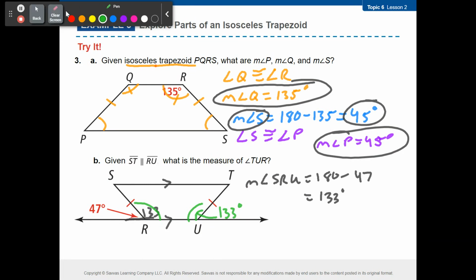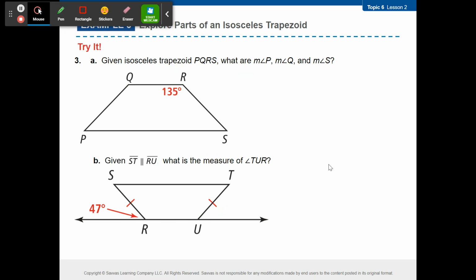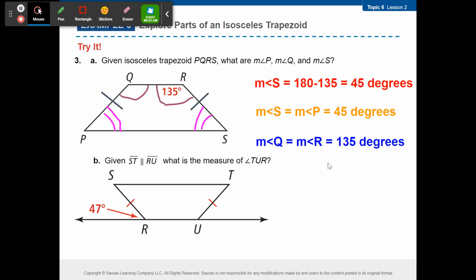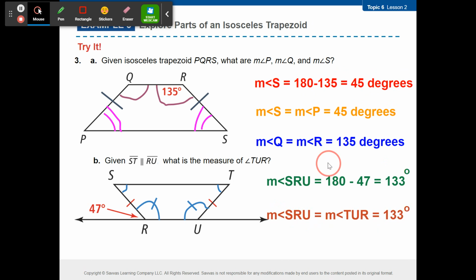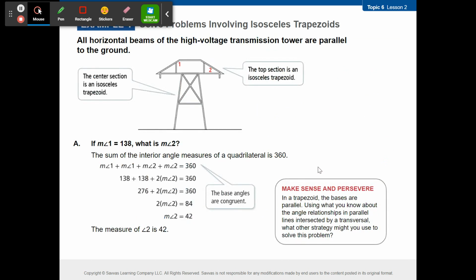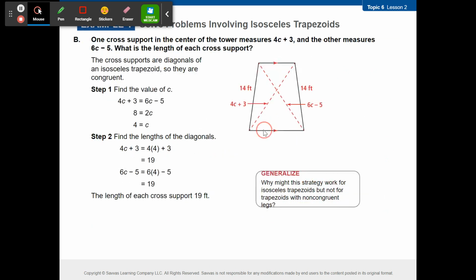Anybody still writing? I am going to erase. All right. Okay, we're going to skip this example. Just want to go to, we are going to do B though. Actually, no, we're just going to go straight to example 4.